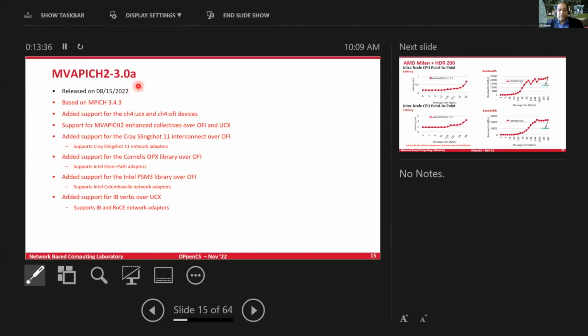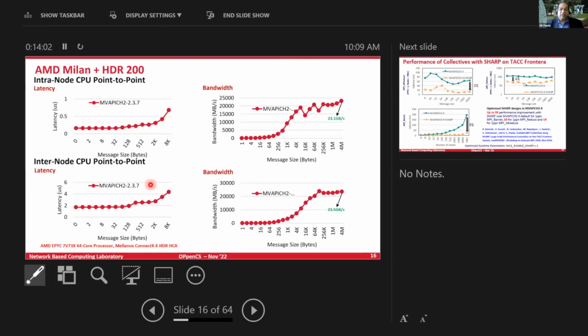We have a new 3.0 series, and in addition to our own design, it also supports UCX and libfabrics. If some of you are familiar, some of the vendors are trying to provide their interfaces only through either UCX or OFI. Through this, we now support Slingshot 11, Cornelis OPX, and Intel PSM3, so that we are able to address all the other networking technologies.